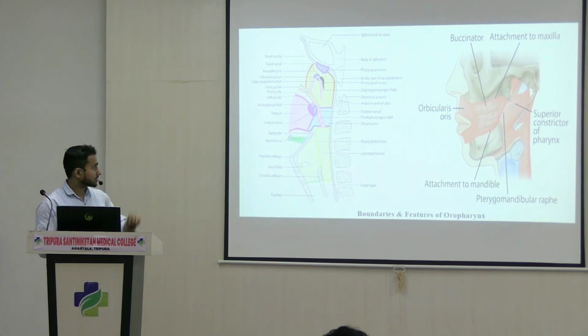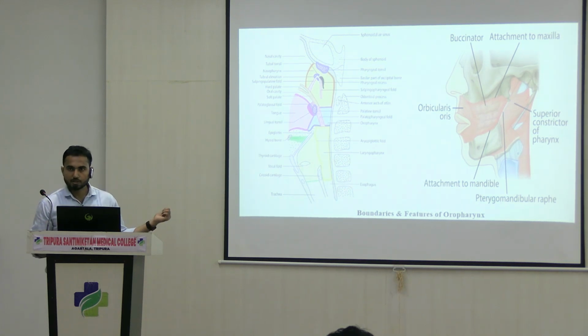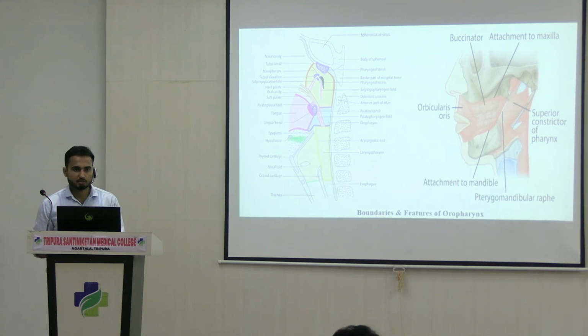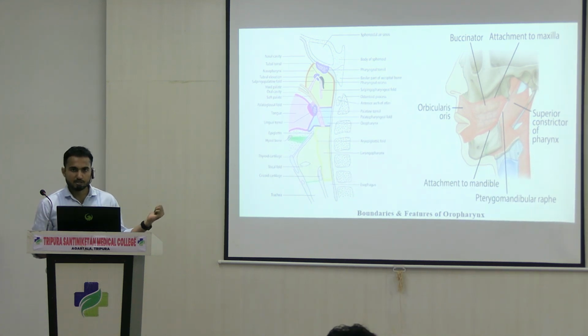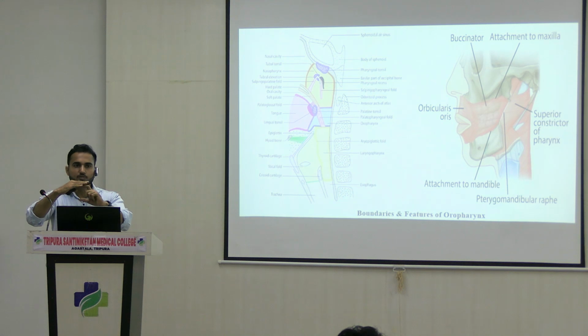Can you see that sky color area? Such coloring is not usually there, but this is for your understanding, so that you can understand which part exactly is the oropharynx. Can you see the oropharynx? Yes. Now, for this small part we have to define the boundaries. So what comes first? Roof. First we have to define the roof. So how will the roof be formed?